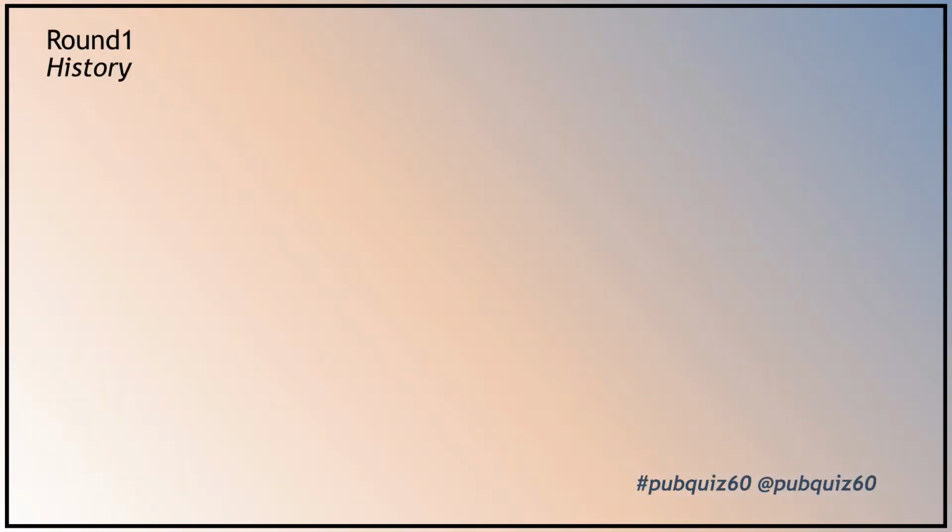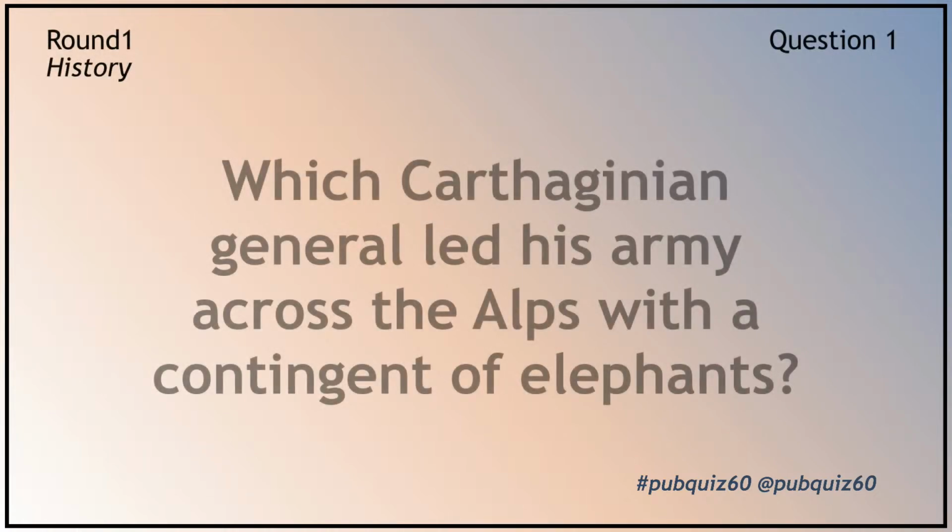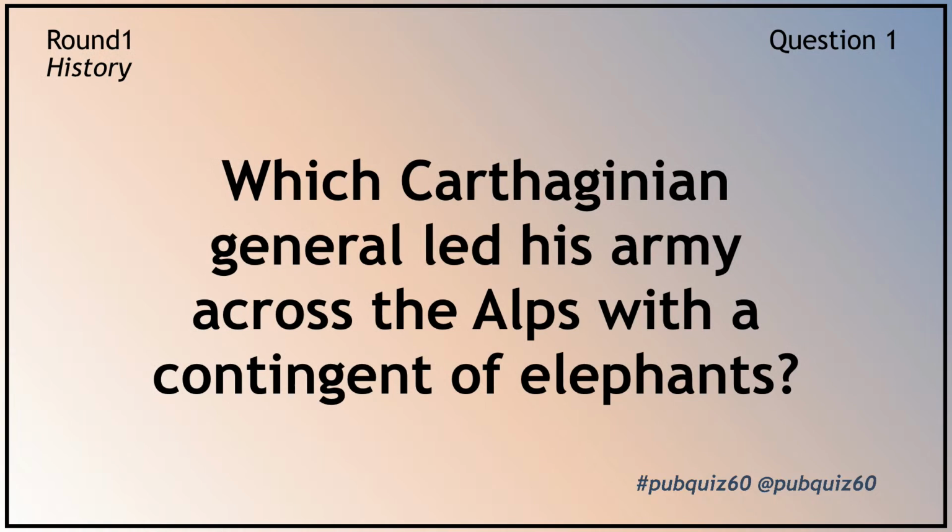And the first round this week is history. And the first question in history is: which Carthaginian general led his army across the Alps with a contingent of elephants?